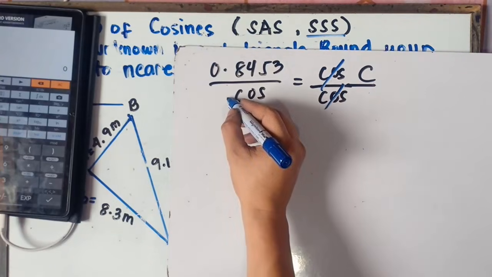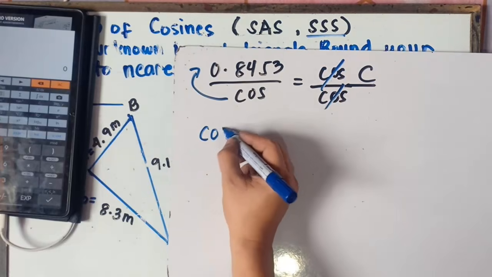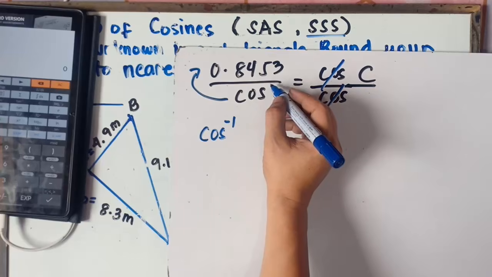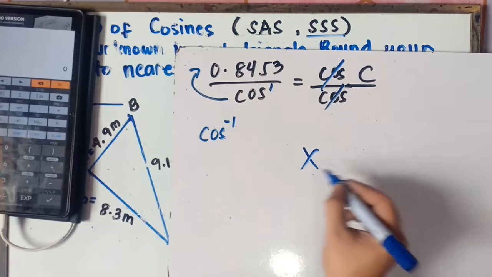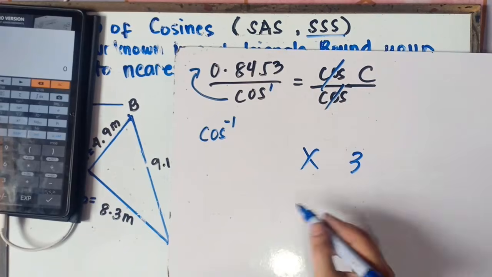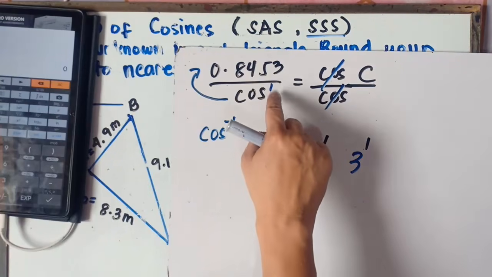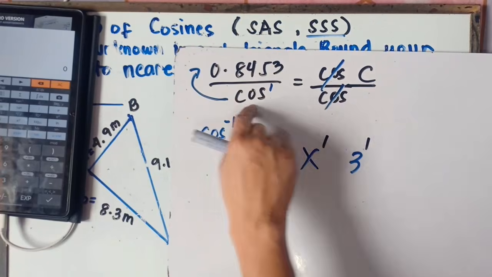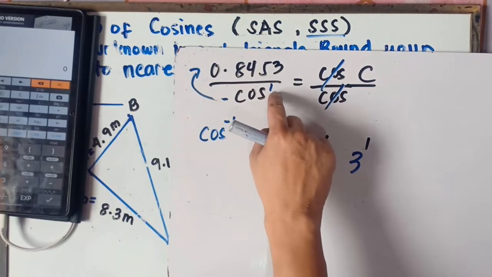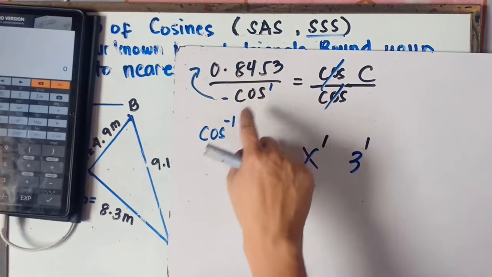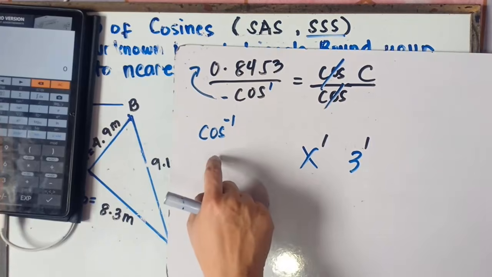Now, once you put this one on the top, that would be inverse cosine, cosine raised to the power of negative 1. Understood that the exponent here is 1. Any variable, any letter, any number, the exponent is positive 1. Once you transfer this one on the numerator, the positive sign will become negative. This positive 1 will become negative 1, and we call that one inverse cosine.